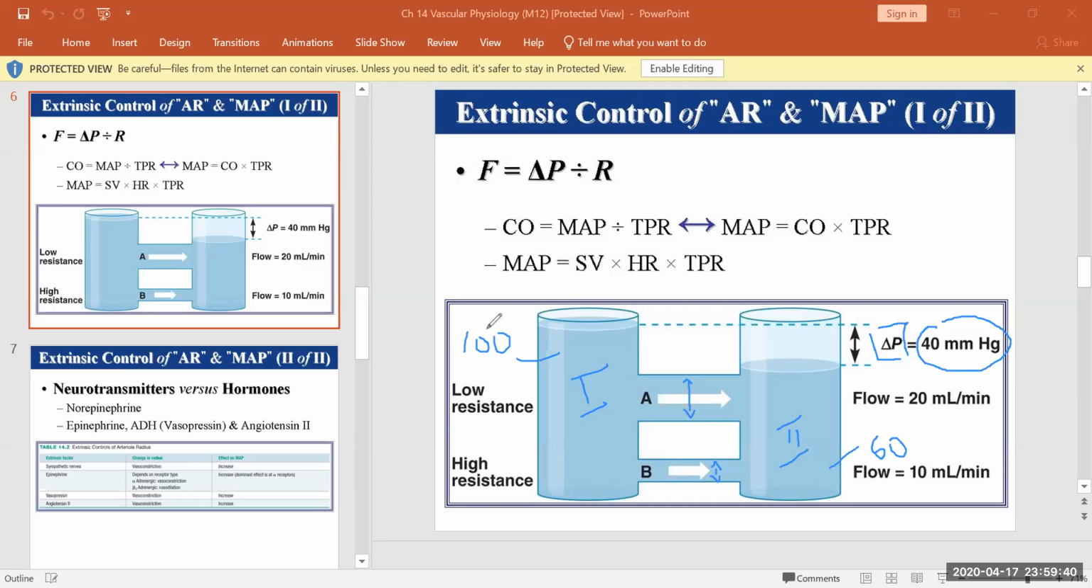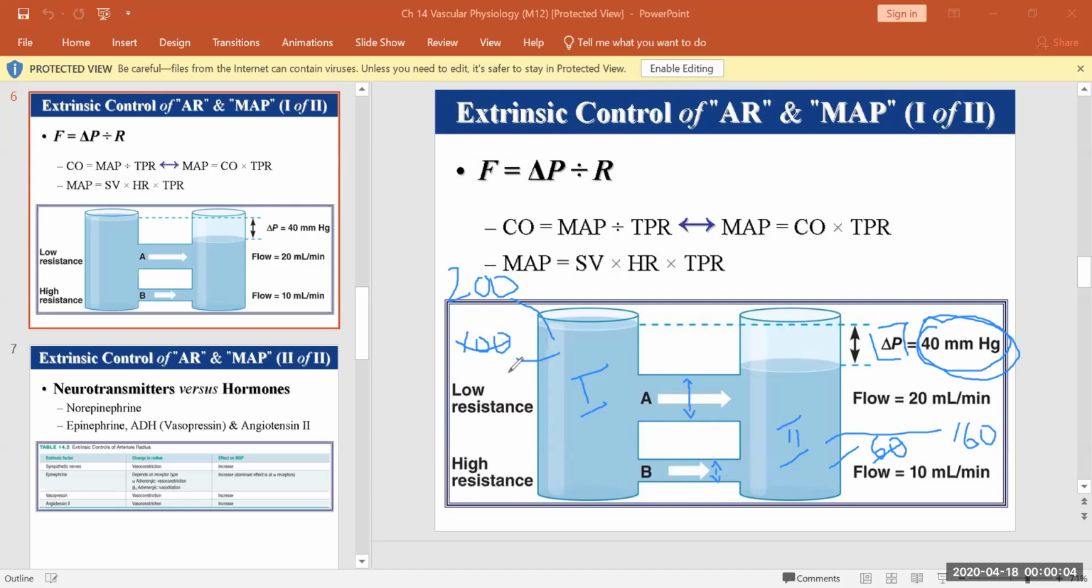Now, if you change that, okay, instead of 100, you increase it to 200. So the pressure here in compartment 1 is 200, and this one is 160. You still have the same pressure gradient of 40. You see what I meant by that?